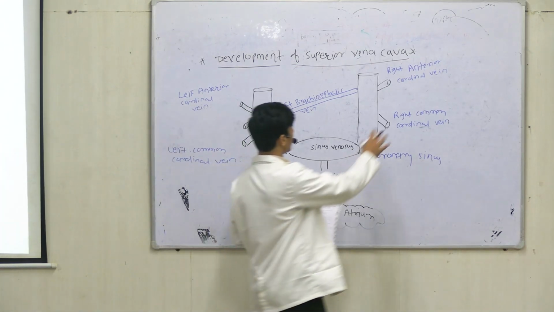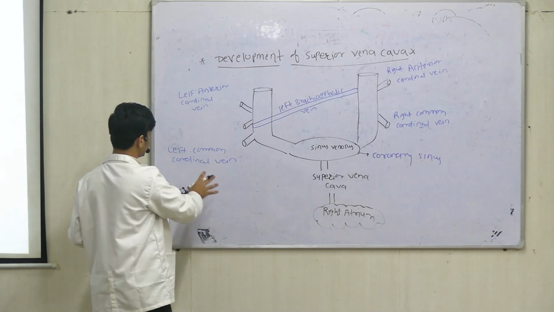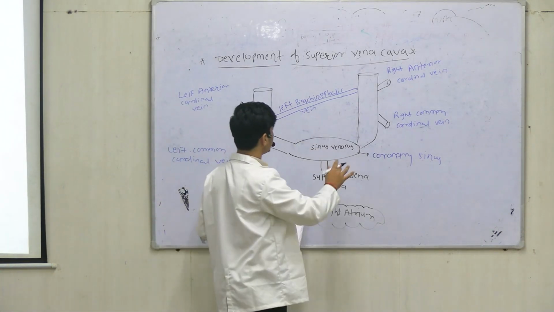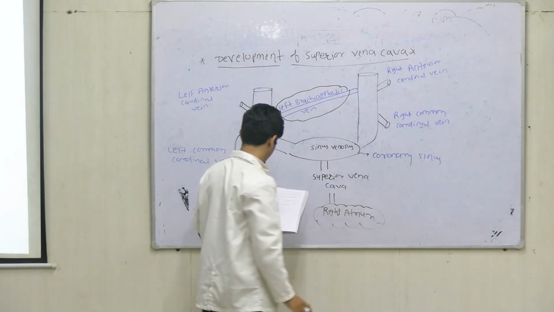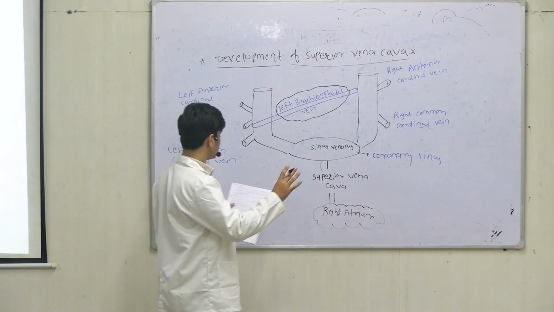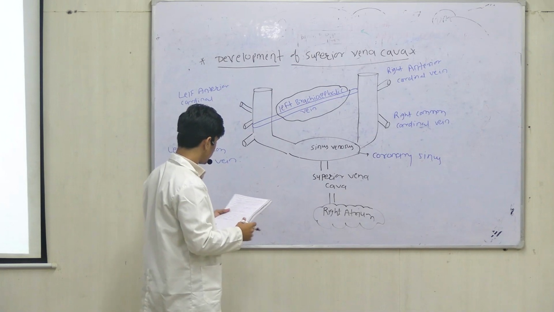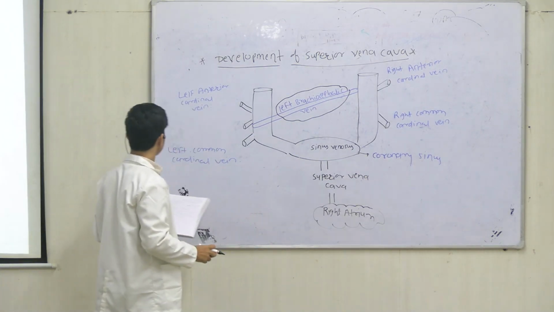When the anterior cardinal vein meets with the common cardinal vein, they form a bridge called the left brachiocephalic vein. This is the bridge, and they form anastomosis. Anastomosis means the communication between two arterioles or two veins. This is called anastomosis. The remaining part of the left common cardinal vein.